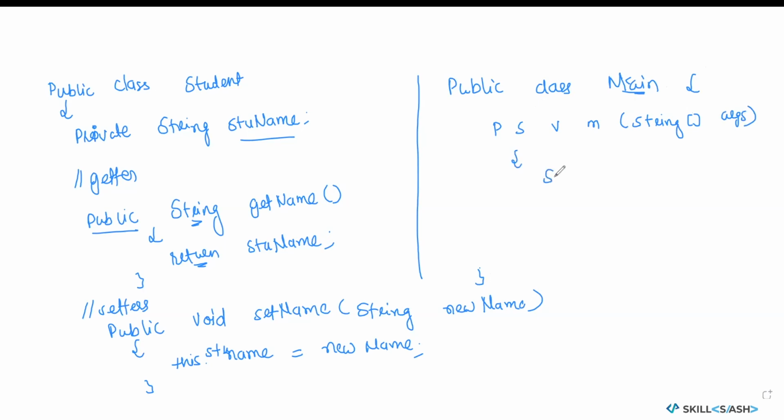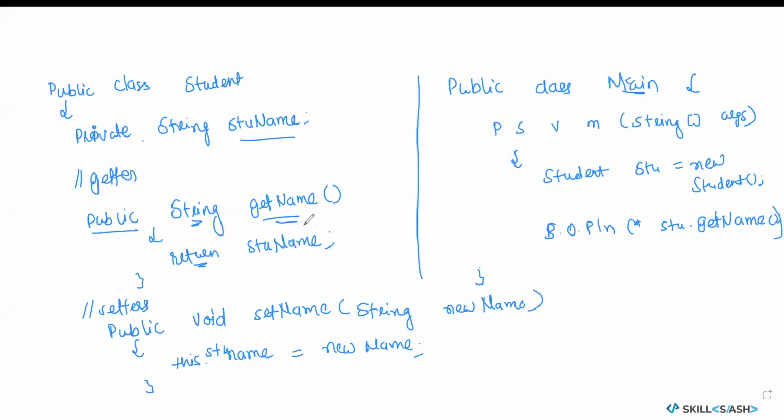Now you are creating an object over here, student stu equal to new student, and if you want to print that, let's say you are doing system.out.println over here, stu dot, how to get this private variable, get name. Can I call this method getName? Yes, you can call this method getName. So then this will work.